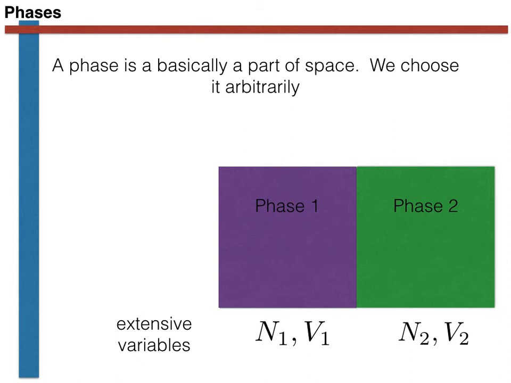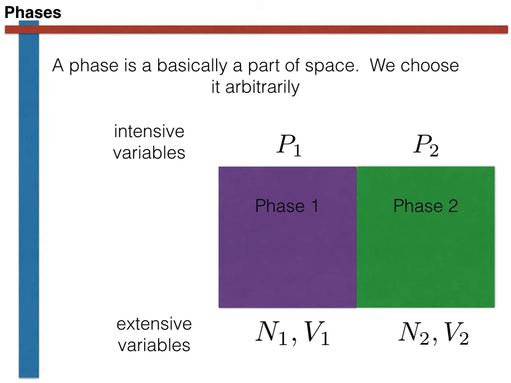In addition to ascribing values to the extensive variables in each phase, I can also ascribe values to the intensive variables in each phase. I can thus say that the purple box, phase 1, has a pressure P1, while the green box has a pressure P2.